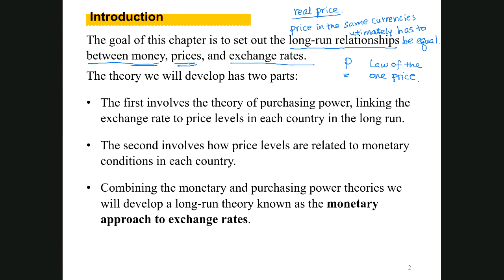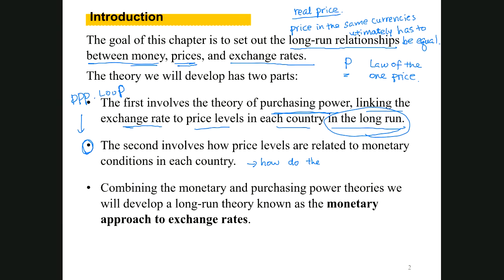Okay, so let's go over the slides together. So the first involves the theory of purchasing power. Okay, so this is PPP and the law of one price. First involves the theory of purchasing power, linking the exchange rate to the price level in each country in the long run. Okay, remember it's in the long run. Okay, and secondly, once we know the idea of PPP, the first question we want to ask is, how is the country's price level determined? All right, so how are price levels determined in the country?